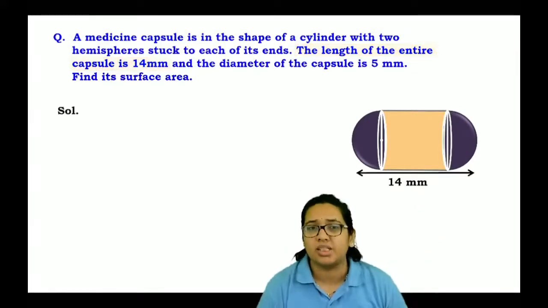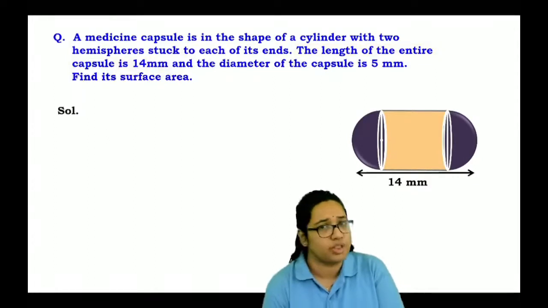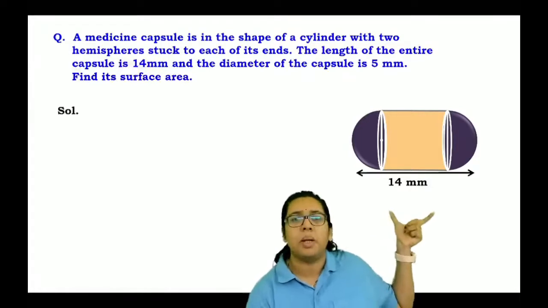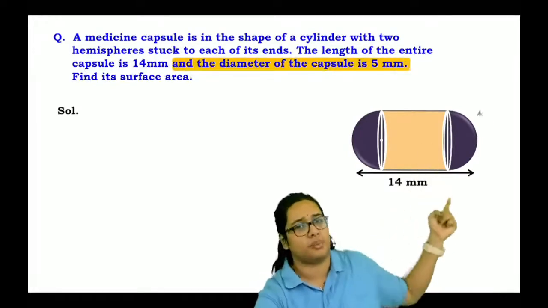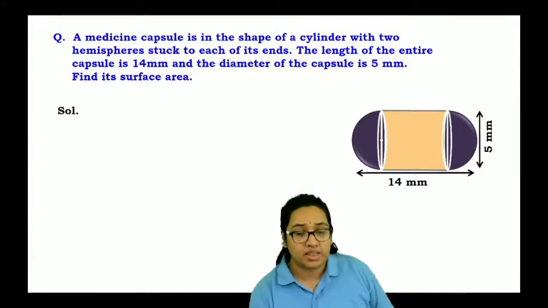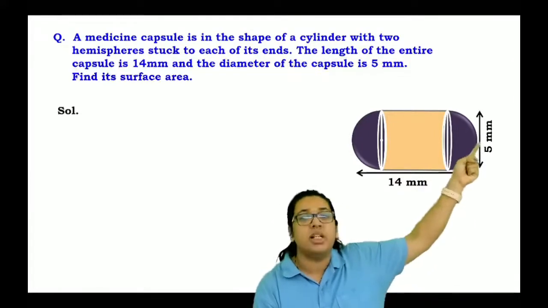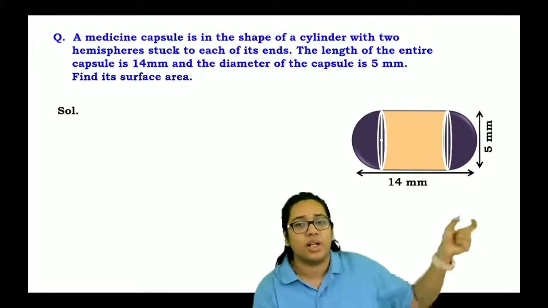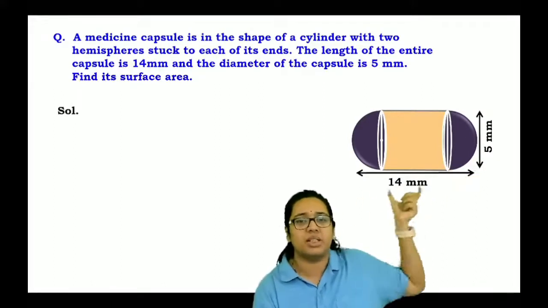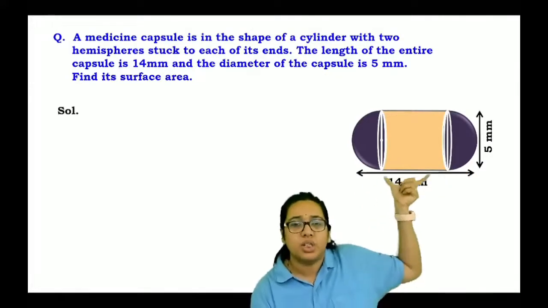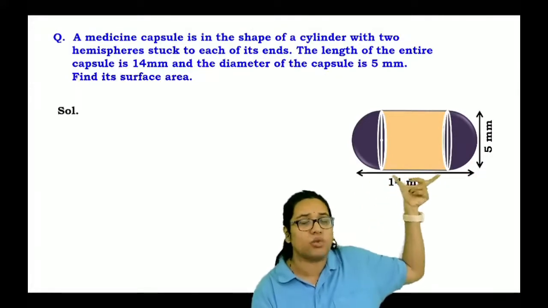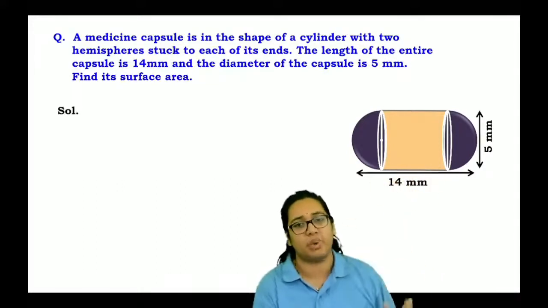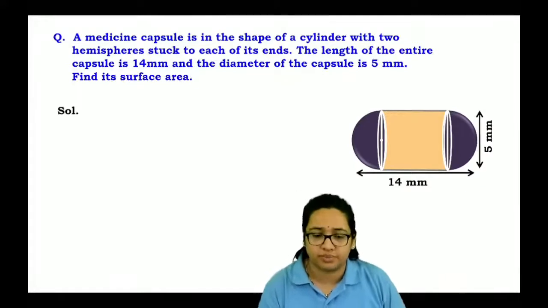Now the next part is that it is given that the length of the entire capsule is 40 millimeter, but the diameter of the capsule is 5 mm. As you have the value for diameter, you can easily find the value of its radius. If you subtract this radius 2 times, you will get the height, in this case the length, of the cylinder part. Are you getting this one?